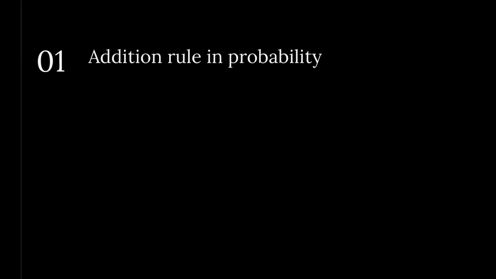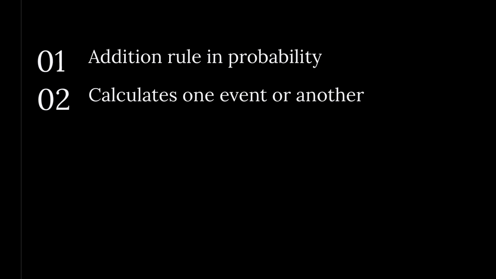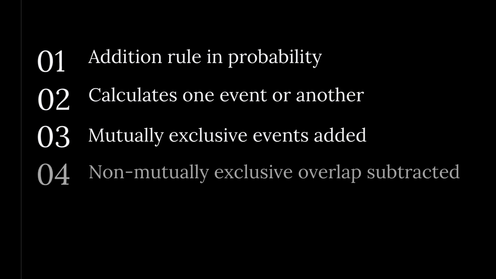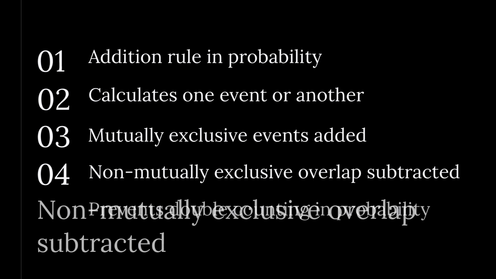The addition rule calculates the probability of one event or another occurring. For mutually exclusive events, probabilities are simply added. For non-mutually exclusive events, overlapping probabilities are subtracted. This prevents double counting. Understanding this rule is essential for accurate probability assessments. It's widely used in data science applications.